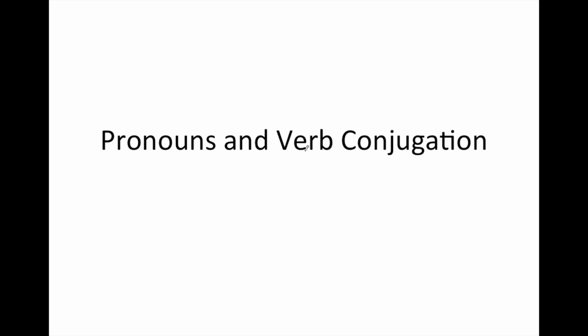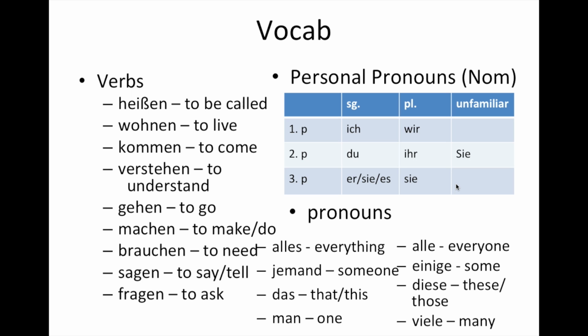Today we're going to be talking about pronouns and verb conjugation. So in addition to the 5 verbs that we learned in the last lesson, we'll also add 4 more to those: machen, brauchen, sagen, and fragen. Just as a side note, all of the words in these lessons are taken from the 500 most commonly used German words, and I'll leave a link to those in the description. We're also going to fill out the rest of our pronoun chart.